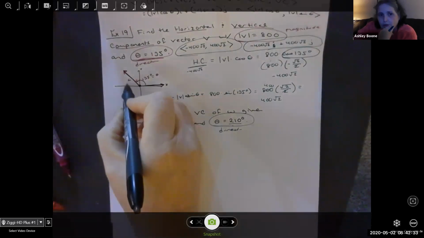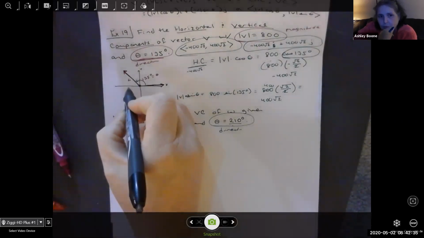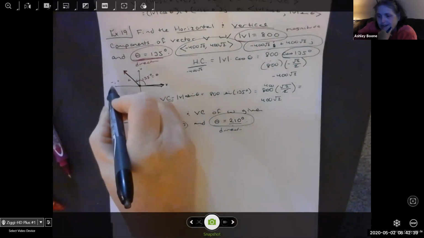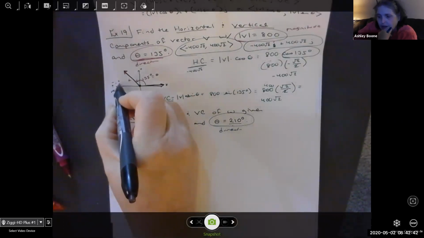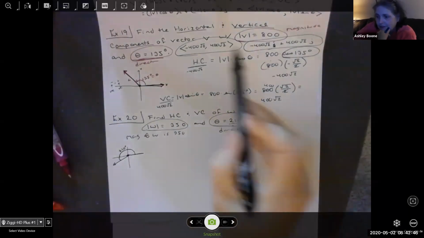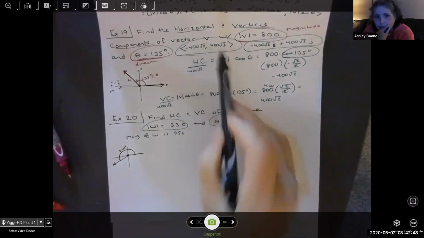Vector ends in quadrant 2. What do ordered pairs in quadrant 2 look like? Negative, then positive. We should have a negative horizontal component, a positive vertical component. What did I have in my answer? Negative horizontal component, positive vertical component.